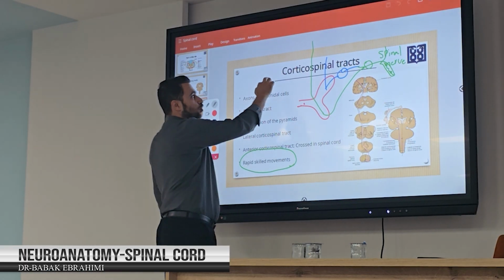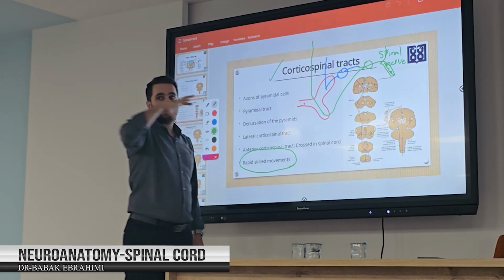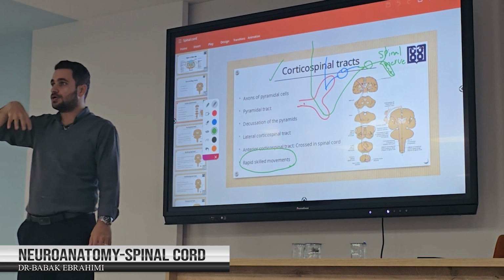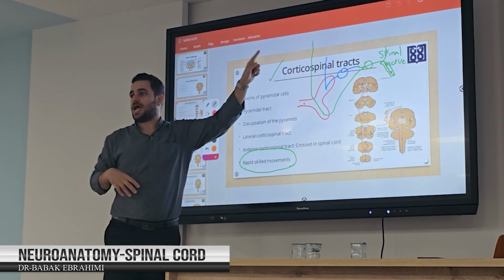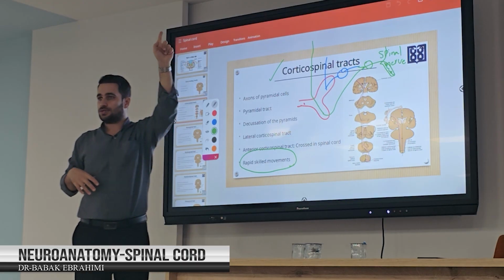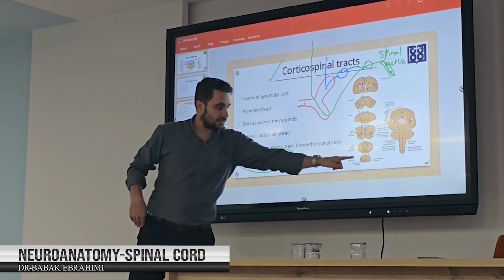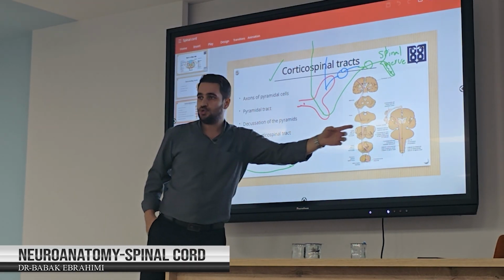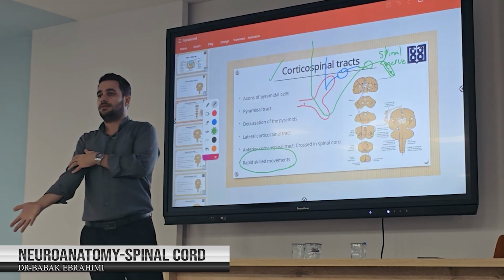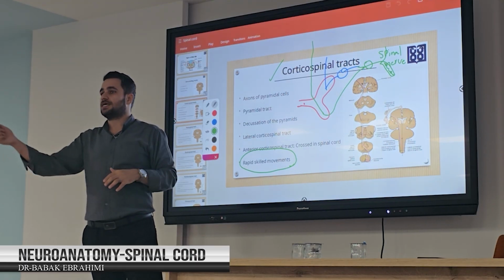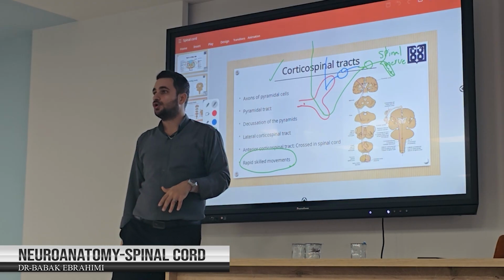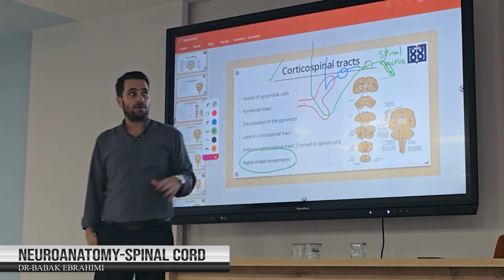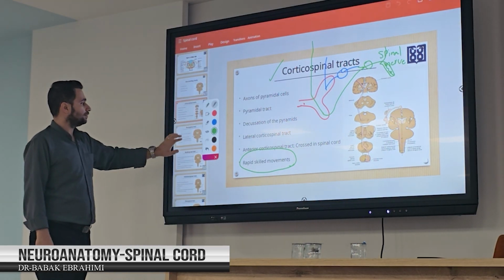So the important one about the descending tract, about the motor commands, is the corticospinal tract. It starts from the cortex and terminates at the spinal cord and then goes to, for example, one muscle. And after that, you can move something, you can grab something, you can walk, you can use your muscles, okay, by means of this tract. Any question?